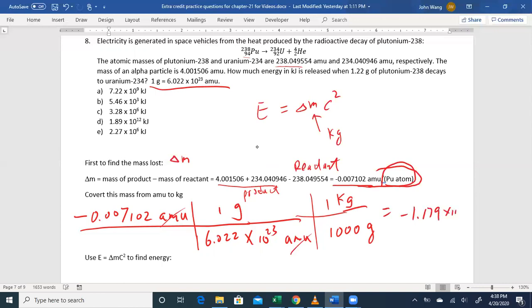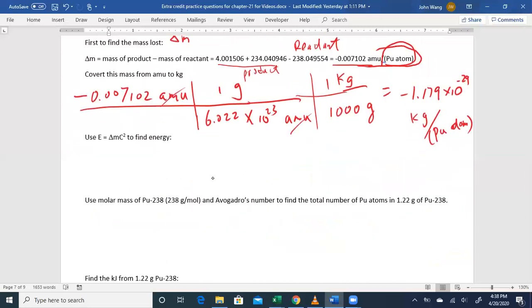1.179 times 10 to the negative 29. The units, very important, will be kg per plutonium atom. So it's still this much loss for one atom. Okay, so here, see the equation, we want to find out the E. So therefore our delta M for this is negative 1.179 times 10 to the negative 29 kg per plutonium atom.